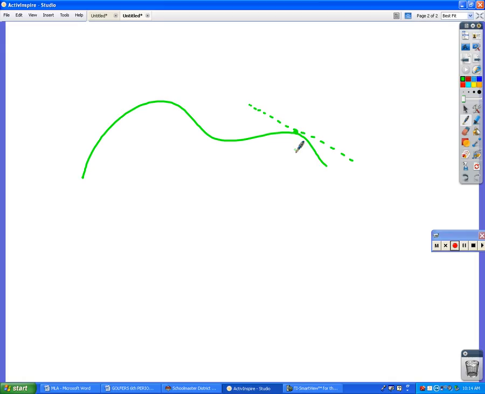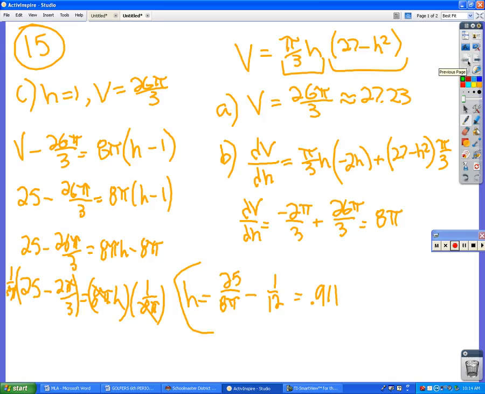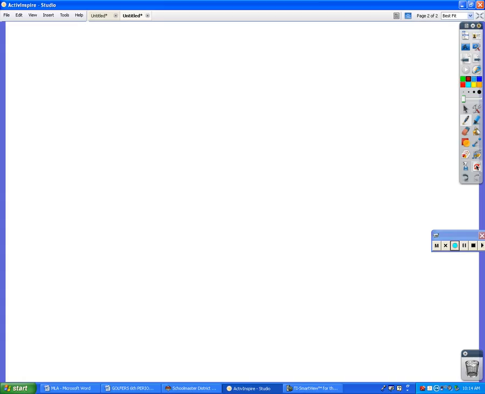Okay? Do we have the technology to plug in 25 right here for the volume and figure out the exact answer for h? Yes. So why do we do this? I don't know. So it's kind of like the linear approximation thing, where you have to do more work to get a bad answer than doing less work to get the exact.